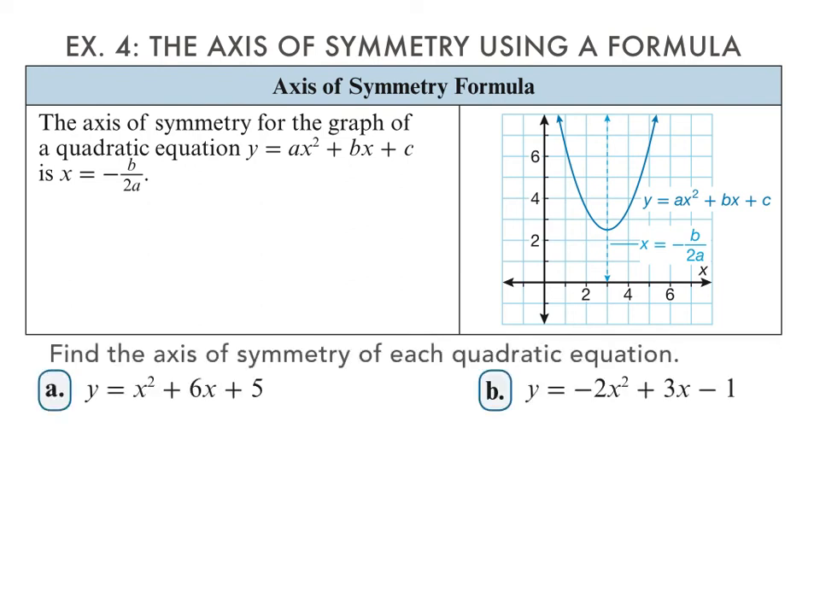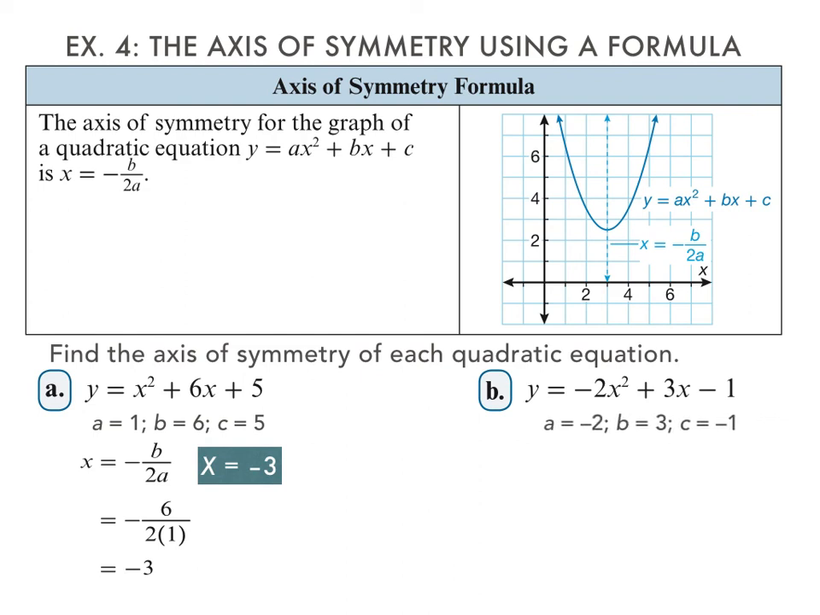So here we have a couple of examples. We'll identify our A, B, and C. And we'll write the formula for the axis of symmetry, x equals negative b over 2a. We're substituting in our values, and we get an axis of symmetry equation, x equals negative 3. In example B, let's identify A, B, and C. Our formula is x equals negative b over 2a. That is the opposite of b over 2a. And so our equation for our axis of symmetry is x equals 3/4.